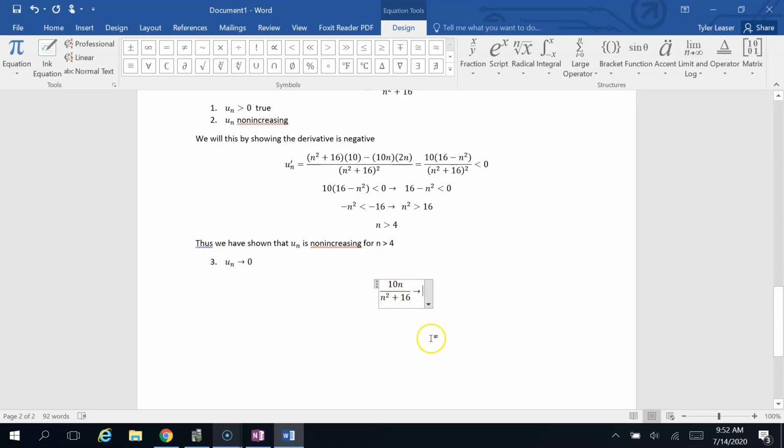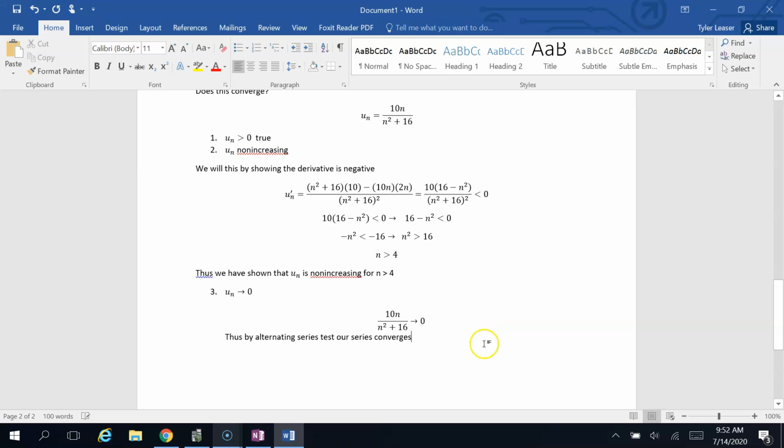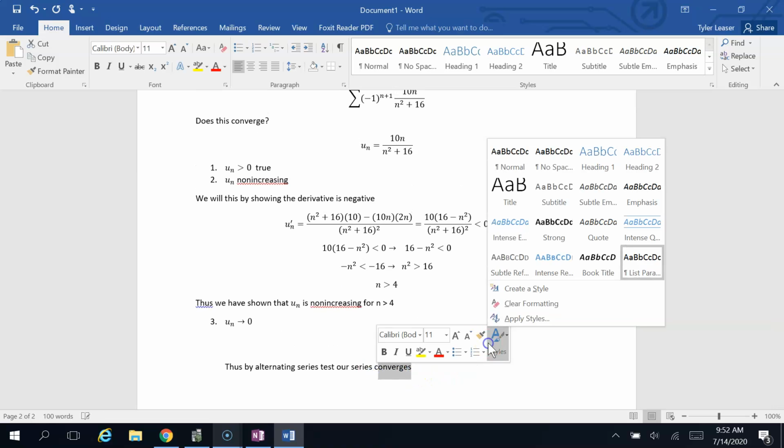You could also do L'Hopital's rule here. If you take the derivative of the top, you just get 10. If you take the derivative of the bottom, you get 2n. And if you take n to go to infinity, this does in fact go to 0. All right, so thus, by the alternating series test, our series converges. We do not know if it converges absolutely, therefore we can't really say anything else except that it converges.